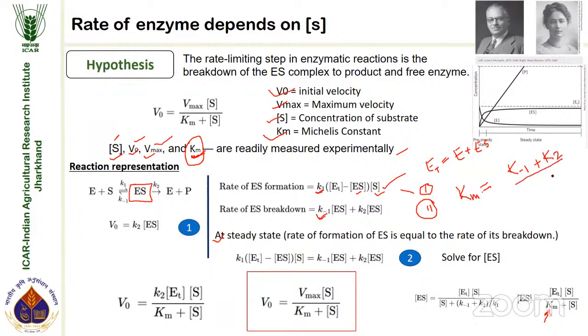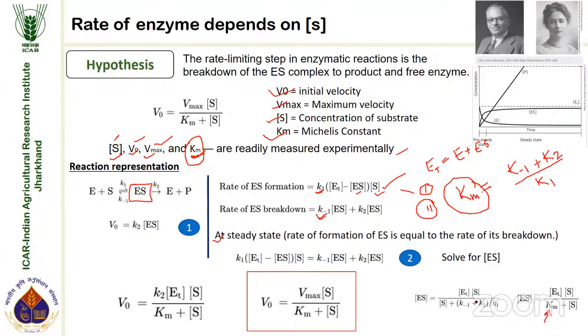Km is K inverse plus K2, divided by K1. So K inverse is the rate constant of the reaction which is breaking the ES, the numerator is the rate constant which is breaking the ES, divided by the rate constant which is forming it. So this becomes Km. This is called the Michaelis-Menten constant.